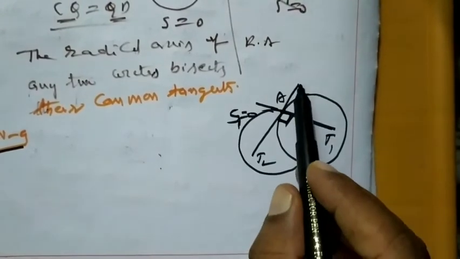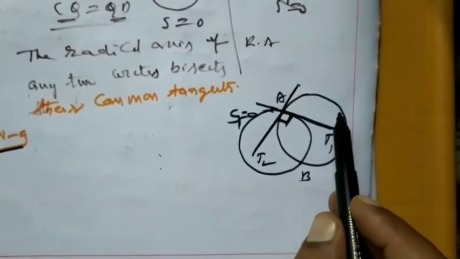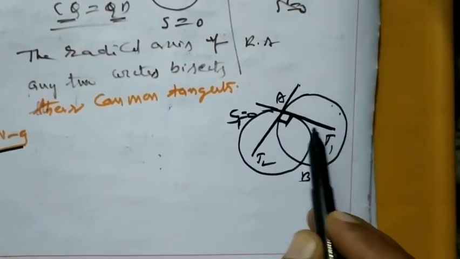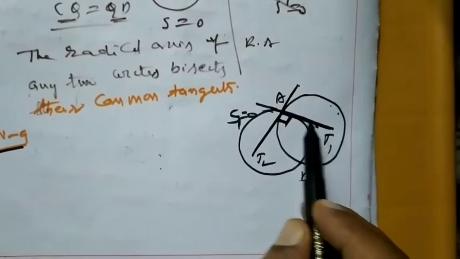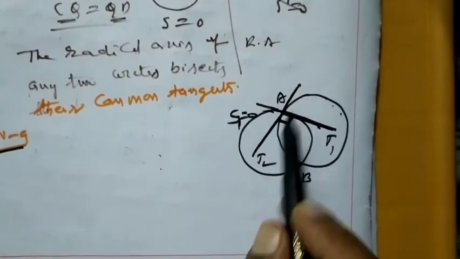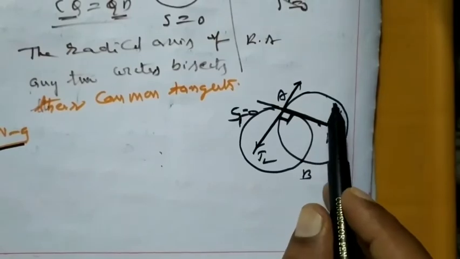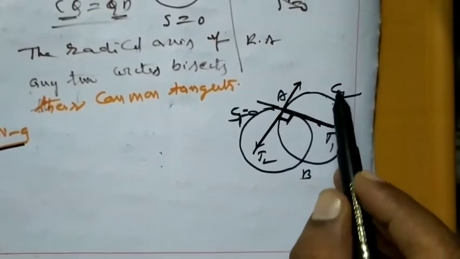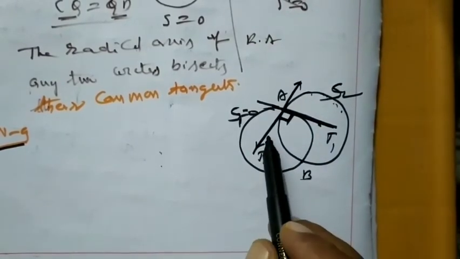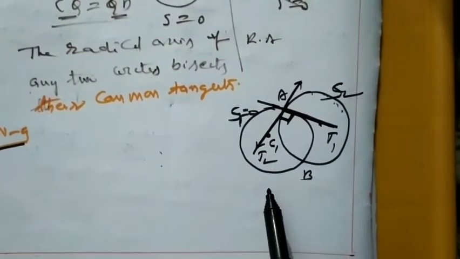The tangent of the second circle is perpendicular to the radius of the first circle. That means this will be the radius. AT2 is the tangent of the second circle, the S2 circle. This tangent AT2 will be passing through the center of the first circle, C1. Understanding?